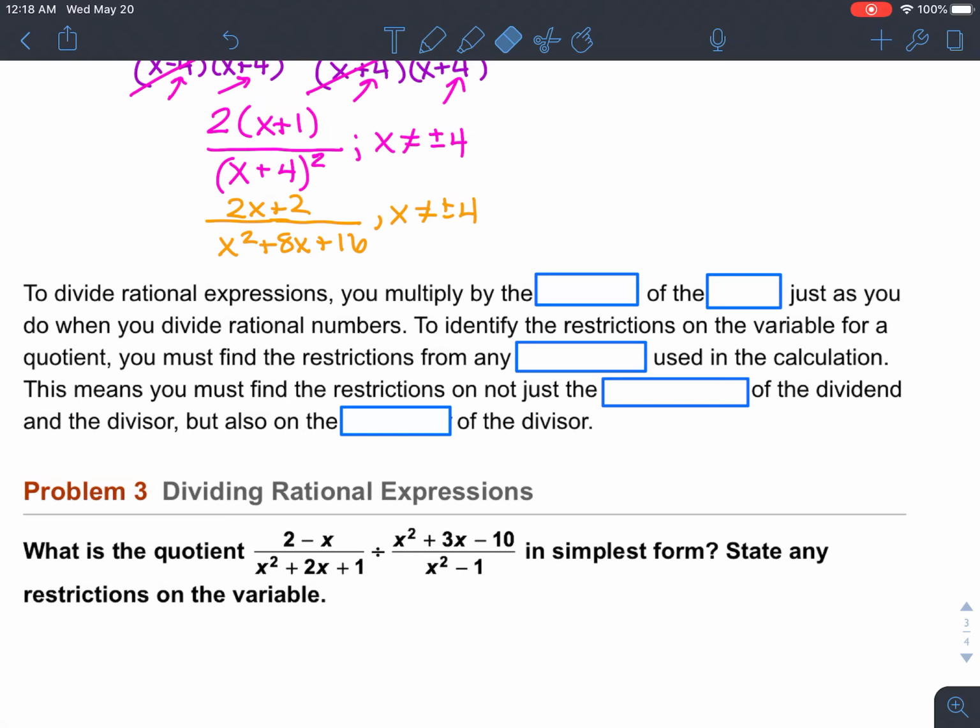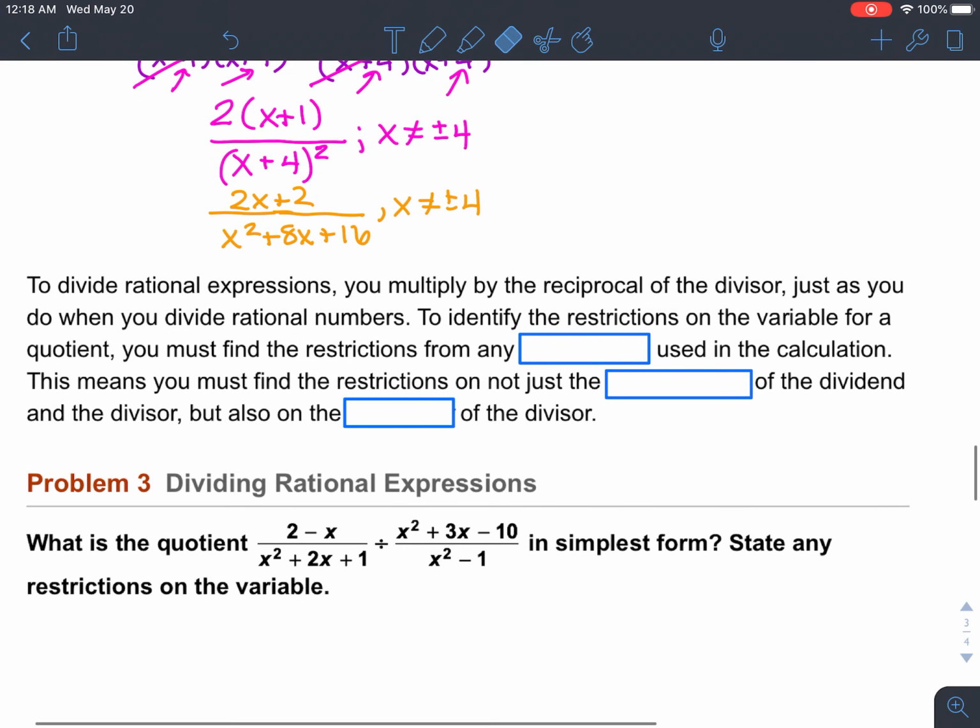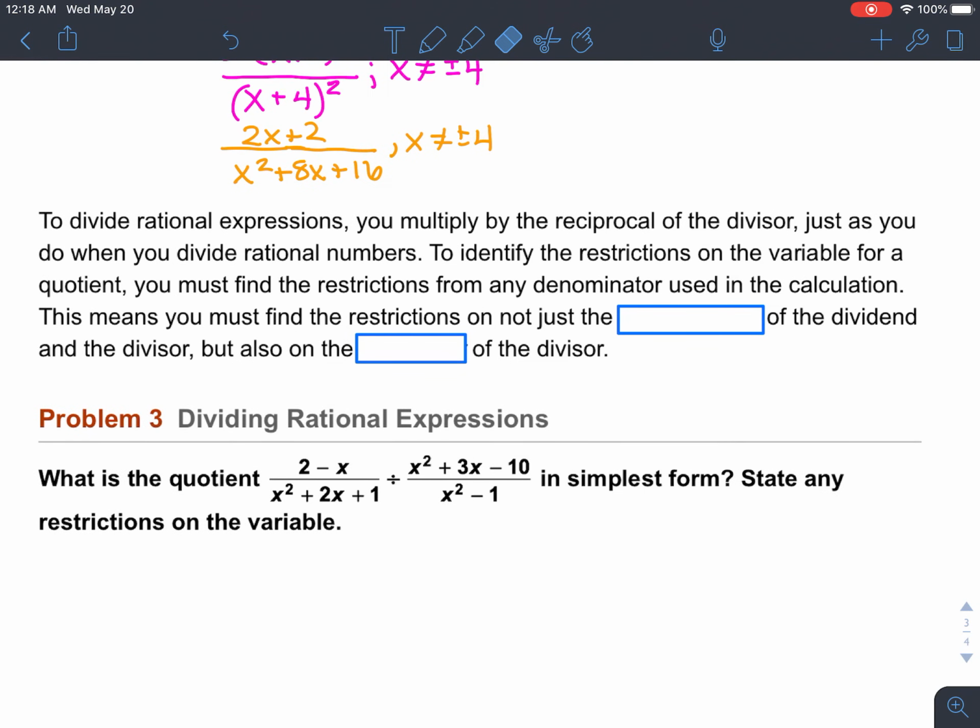So when you're dividing, right, you multiply by the reciprocal, just like you would when you're dividing fractions without variables in them. But the difference here is that to find the restriction, so to find those numbers that x can't be, you have to find what x can't be in anybody's denominator. And because you have that second fraction that flips, you have to actually look at both the numerator and the denominator of that one. But I'll show you in the problem.